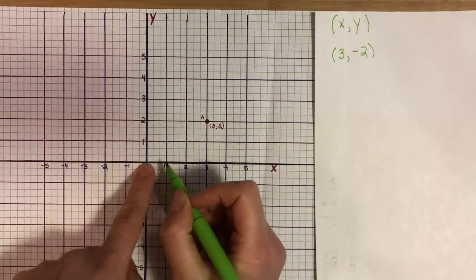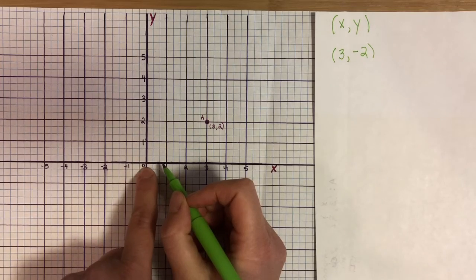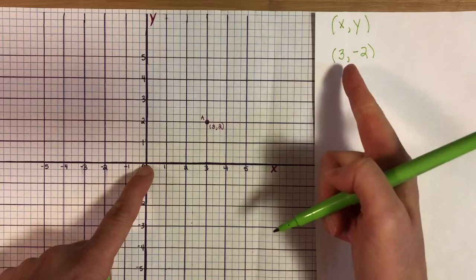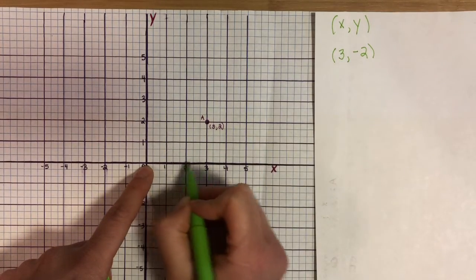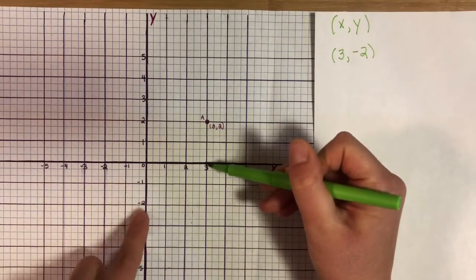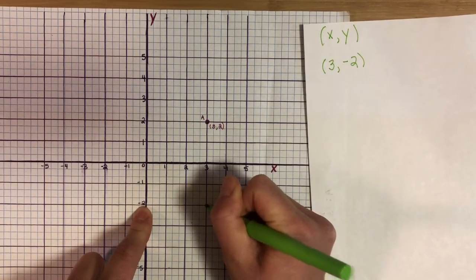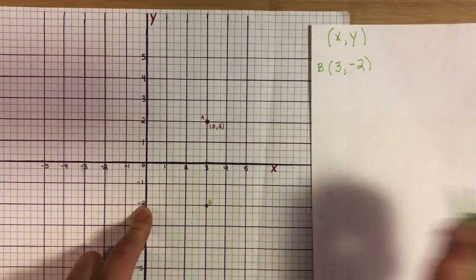So I always start at the origin. Always start at the 0, the origin. So I start here, and it's literally telling me what to do. It's telling me to go over 3 and down 2. So I go over 1, 2, 3, and then I go down to negative 2, and I put a little dot there. And we're going to call that one B, because it's the second one I did.